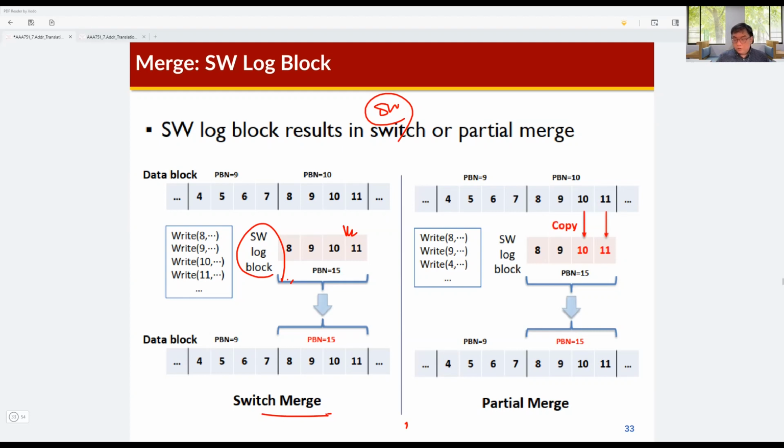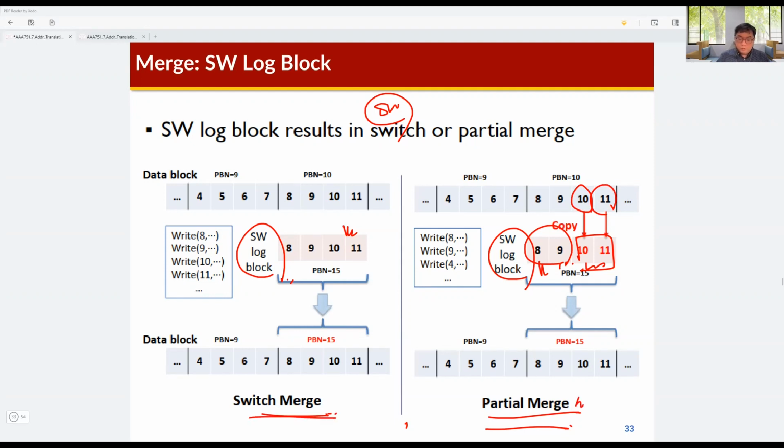And then with the partial merge, pages are partially updated, but these pages are sequentially updated. And then there are some empty pages in this sequential write log block. For this case, we can perform the partial merge, where we can just read some pages from the data block, then we perform this partial merge.